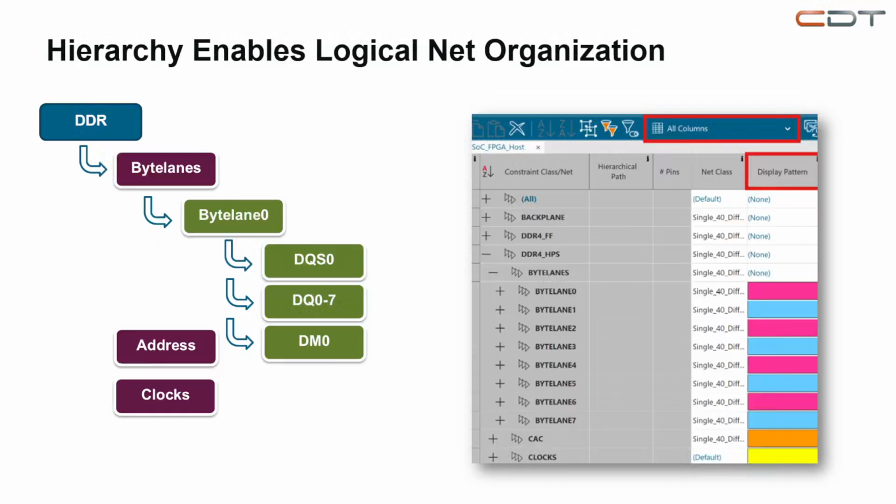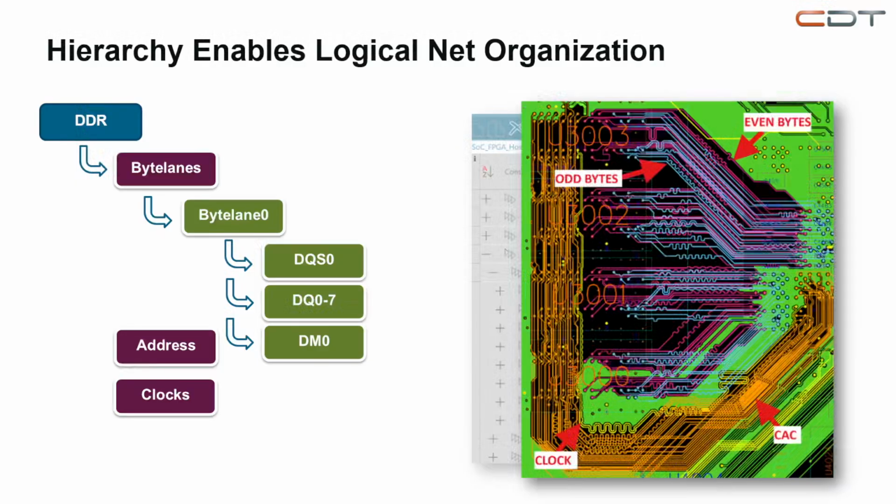The nice thing about this is also that you can apply display patterns to each of these different constraint classes. So in this picture on the right, we already color-coded the different groups. The clocks here are yellow, the other signals are orange, and this enables me to see in a much more visual manner what my signals are doing. So in this picture, since we are for routing, I can very quickly identify where the clocks are, where the address signals are, where the odd and even byte lanes are. And when you look at it from a layout perspective, this actually allows you to optimize your floor planning and even start sketch planning much earlier in the process.